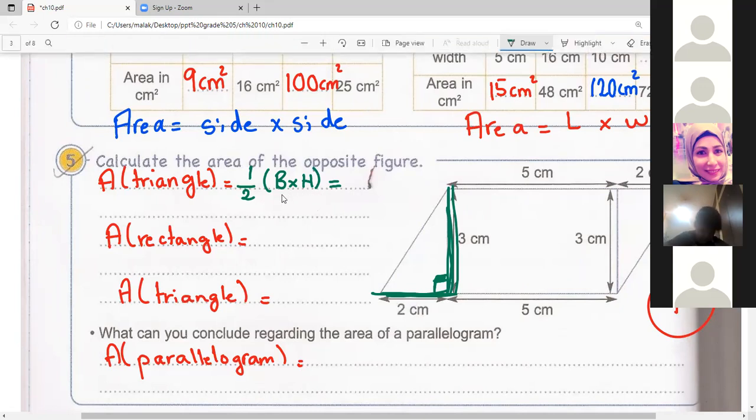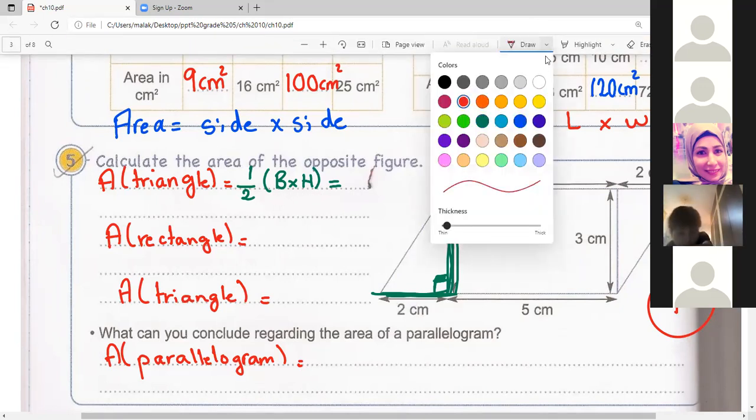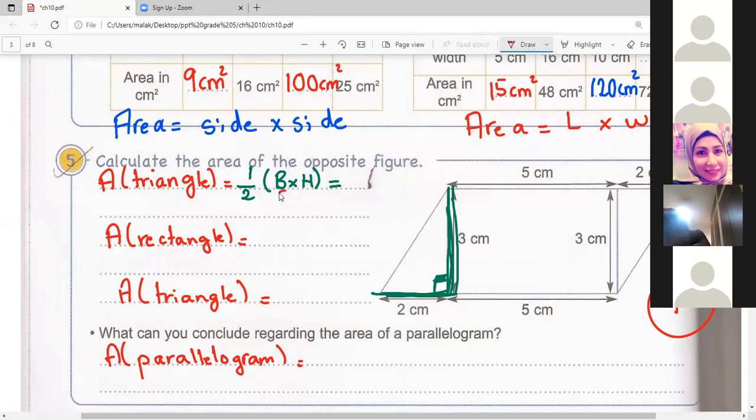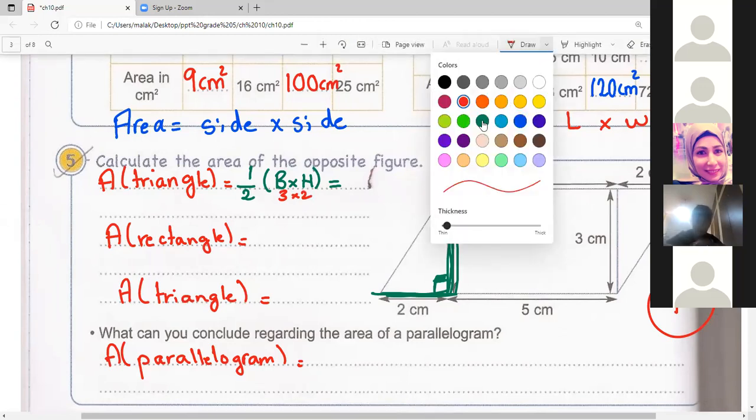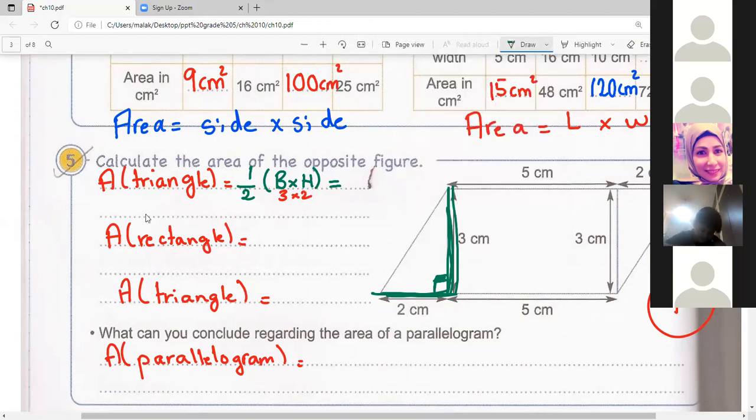3 times 2. Bravo. 3 times 2, how much? 6. Then we'll find its half. What does half mean? We divide 6 by 2. 6 divided by 2 is 3. So its area is 3 centimeter square. Thank you, Adam.